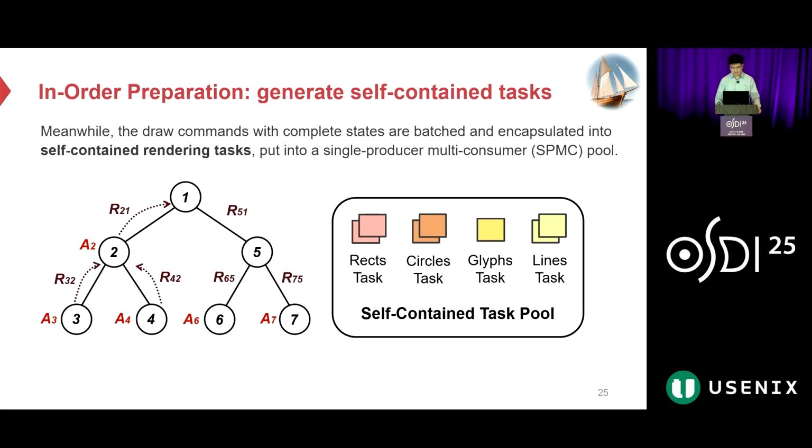With this absolute information, during the same traversal, Sparse can now encapsulate truly self-contained rendering tasks. Each task can batch multiple draw commands if possible, and has their complete states. These tasks are then put into a single-producer multi-consumer task pool, ready for the worker threads to consume in parallel.